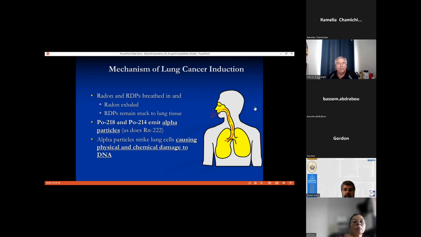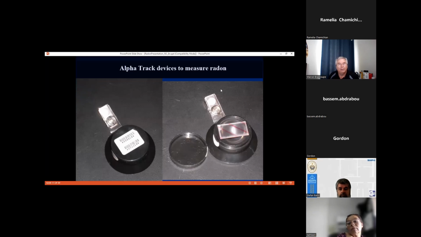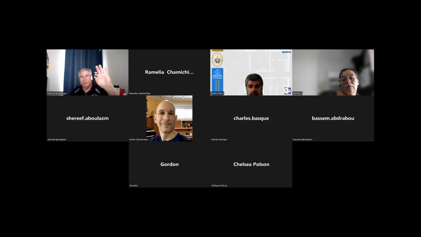Now, we don't see other types of cancers because we have our skin that protects us against the alpha particles, but in our lungs, we don't have that protection. So here's a small device that we use to measure radon. Some of you may have seen this, but I'm just going to stop my presentation here and I'll show you one. So here what I have in my hand is an alpha track radon monitor.